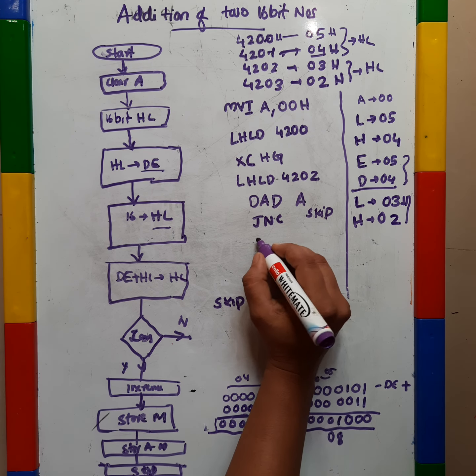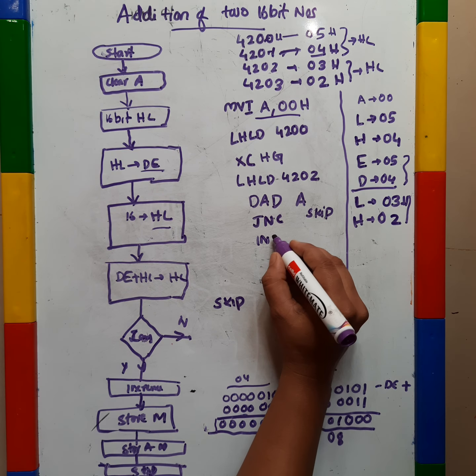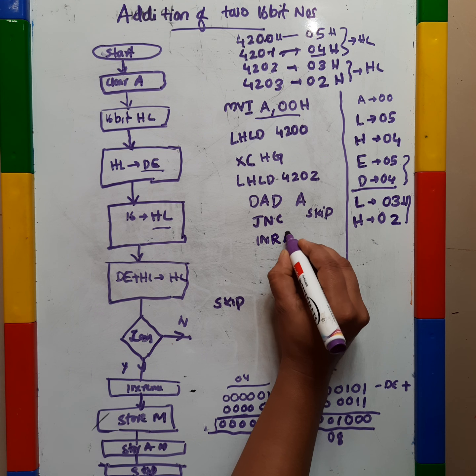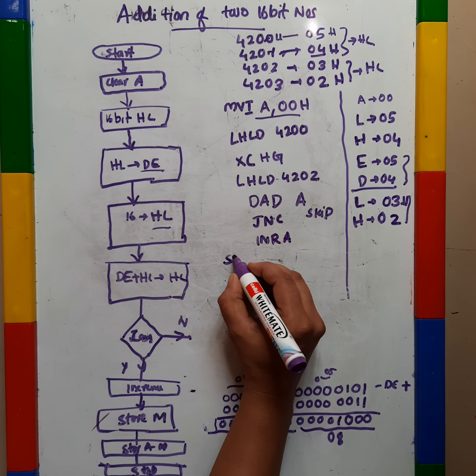So what we will do, because initially we have set accumulator 00, then we will increment the content of accumulator. Okay, that's why we are giving INR A.